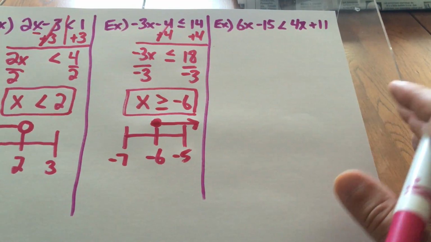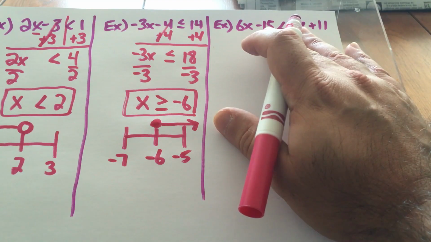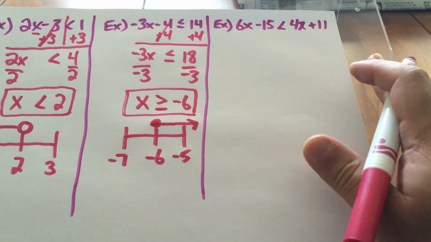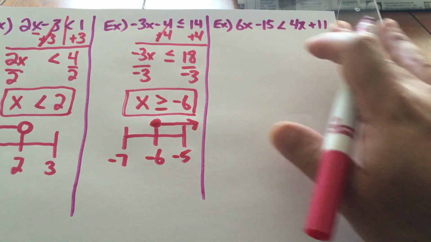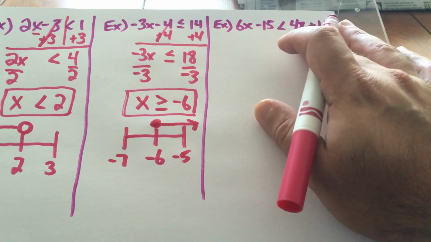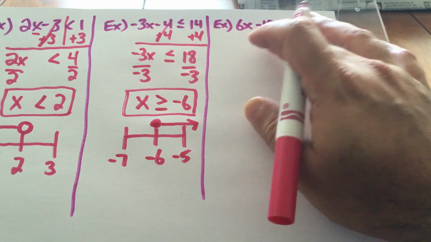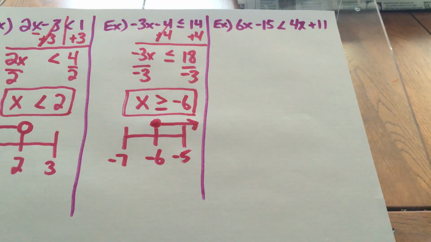Okay, jumping into the next one. You have many choices in how you want to start this problem, but I'd make a suggestion to you. When you have variables on both sides of the inequality, always start by moving the x in such a way that it leaves you with a positive x value. You don't have to do that, but most of the time if you do it that way, it's going to save you a lot of work.